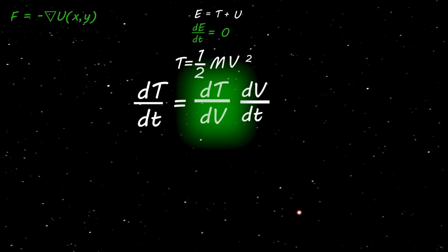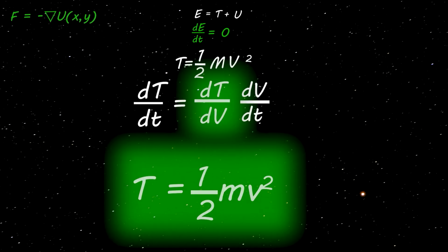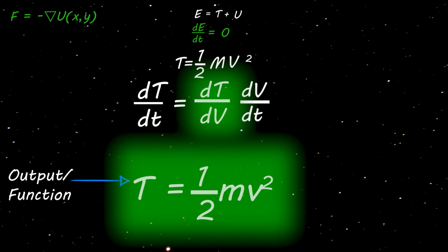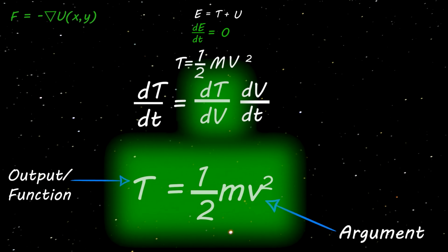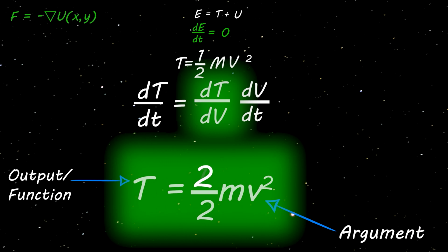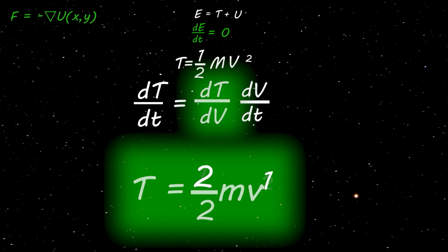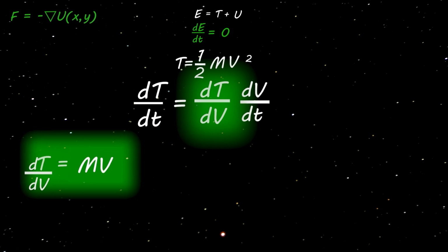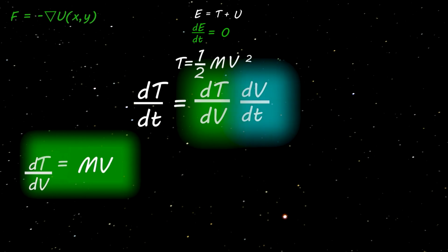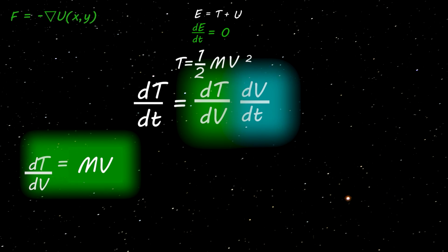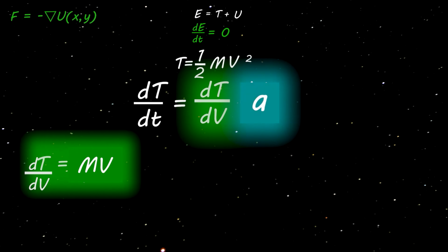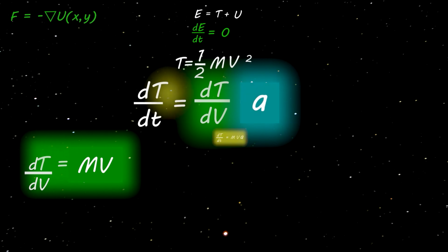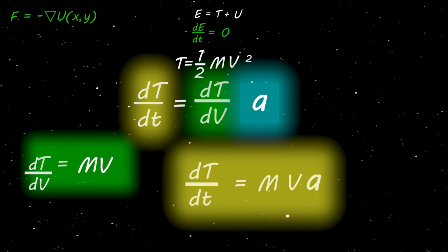Let's work out dT by dv using the calculus we learned earlier. T is the output or function and v is the argument. Multiplying the term by 2 and dropping the power by 1 gives dT by dv to be equal to mv. dv by dt, or how the velocity changes with time, is also known as acceleration. So how the kinetic energy changes with time is the mass times the velocity times acceleration.